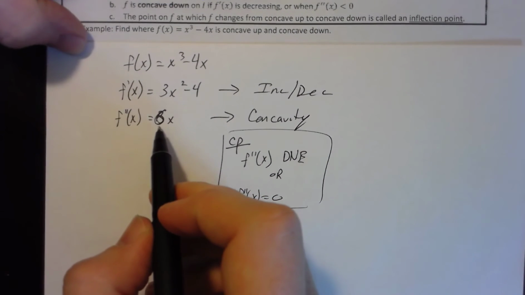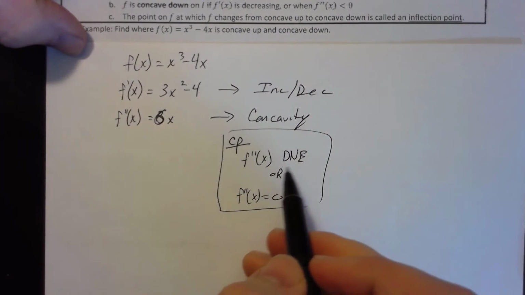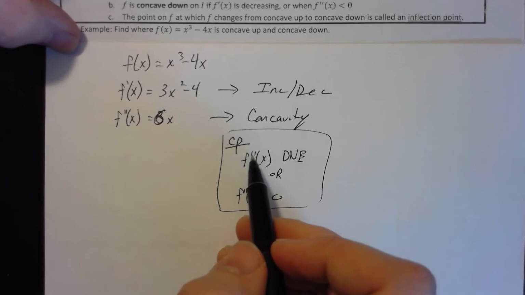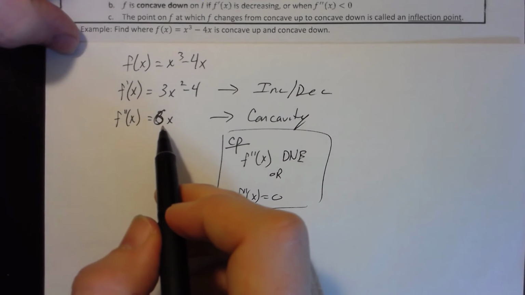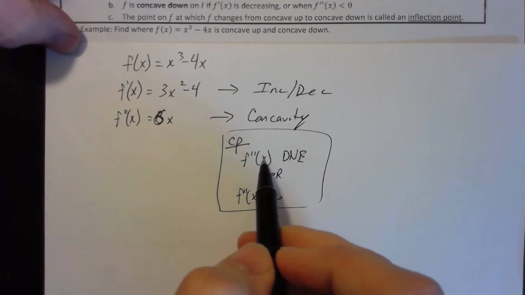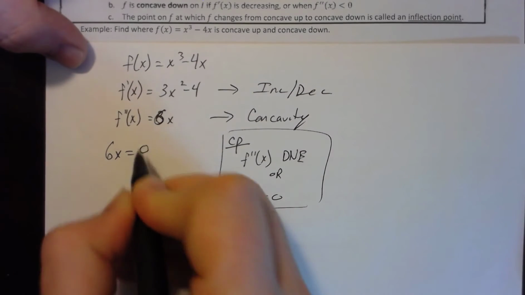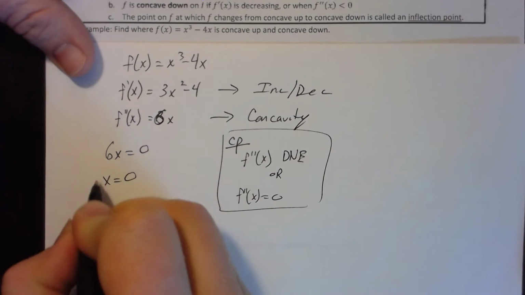You'll note that this is a linear function and therefore has no locations where the second derivative does not exist. Again, I note that even though we don't need to, because if we forget to check that, we're going to have some missing values. So the next thing I'm going to do is set that derivative equal to 0, giving me x equals 0.